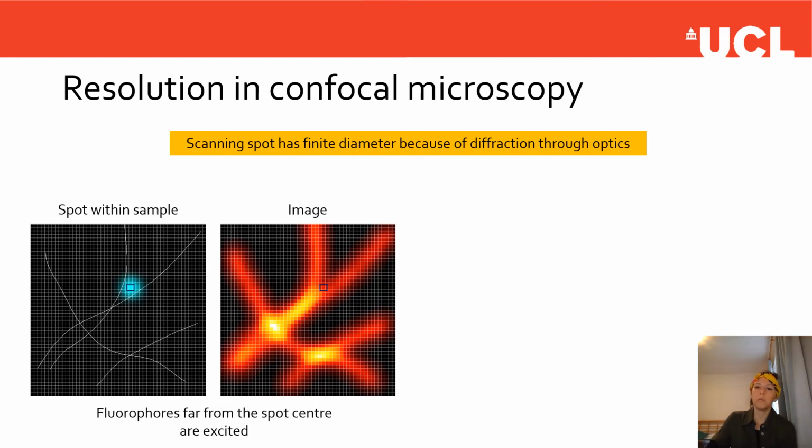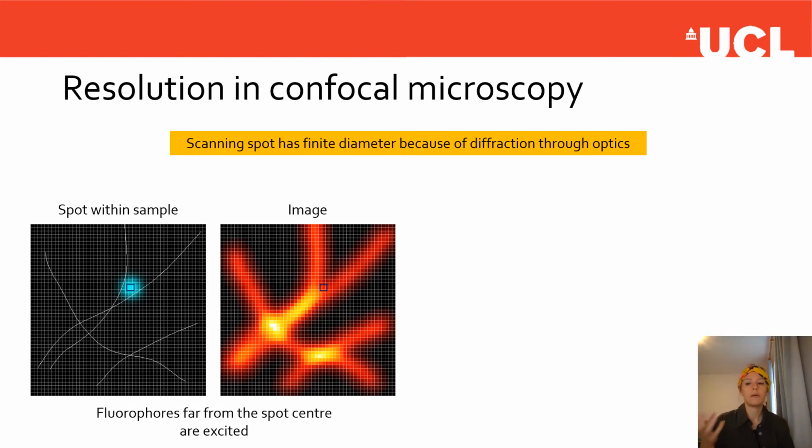So what does this do to our resolution? Well, for example, when our scanning beam is parked on this pixel here, even though there aren't any fluorophores beneath that position in the image, the edges of the beam are still actually exciting molecules that are quite far away. And so when we look at our image, it doesn't have zero fluorescence, it's actually got a fluorescence value. So our finite size spot means that fluorophores quite a long way from the spot centre are excited, which leads to not great resolution.